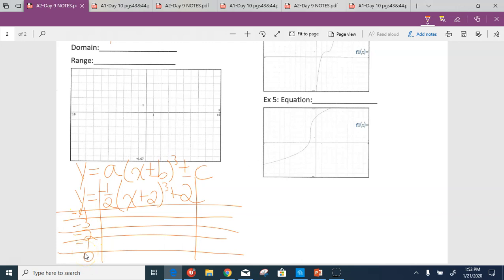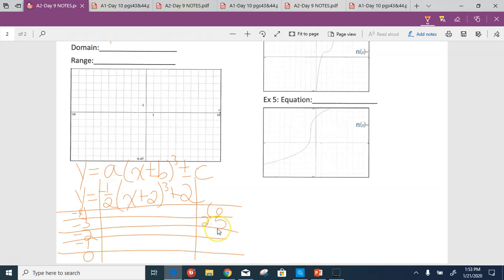Negative 4 plus 2 is negative 2. To the third power is negative 8. Half of negative 8 is negative 4. Make it opposite, because there's a negative sign here. It gives me positive 4. 4 plus 2 is 6. Let's try that again with negative 3. Negative 3 plus 2 is negative 1. Negative 1 to the third power is still negative 1. Negative 1 cut in half and change its sign becomes positive half. Positive half plus 2 is 2.5.